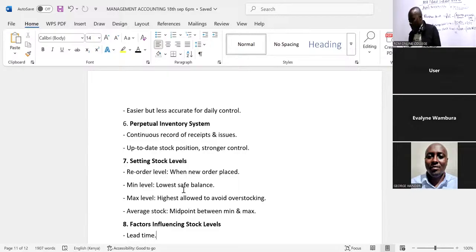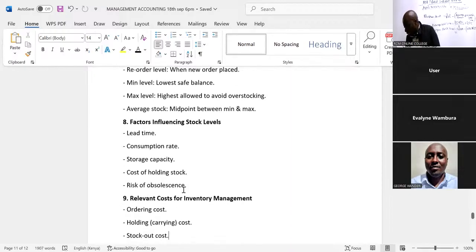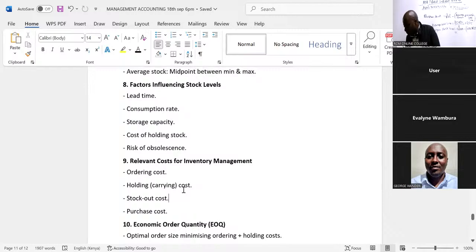So average stock will be the midpoint between minimum and what here? Maximum. So whenever you want to get average stock, you take the minimum stock level plus the maximum stock level. You divide this by what here? By 2. Factors influencing stock level. What will decide, ladies and gentlemen, as RCM, whether we order, for example, if it's marker pens, a million of them? So factors to consider whenever you are thinking about the stock levels. Number one, it's the lead time. What is lead time? It's also known as a reorder period.